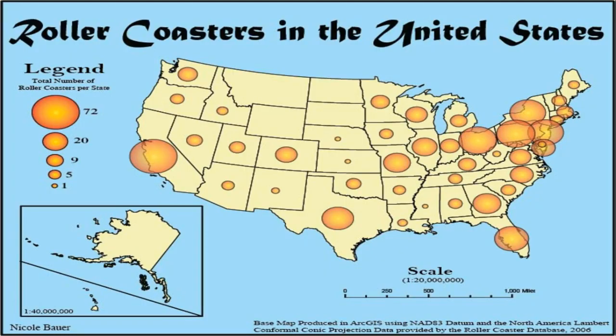Here's another example of a thematic map. In this case, you're looking at all the roller coasters that are in the United States, and the larger the circles, the more that they are. If you look over here on the legend, the tallest circles are 72. And you'll notice in the Northeast, again, lots of roller coasters, in California, and then some scattered throughout a lot of the Midwest. So this is another thematic map.